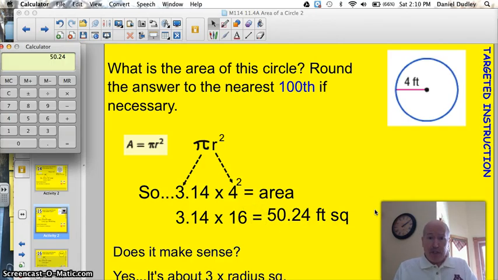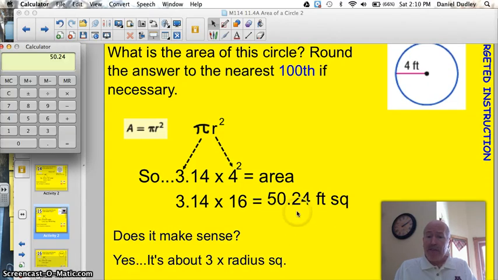Could you get a different answer doing this? Yes, you could. If you use the pi key on your calculator, your answers might be slightly different because pi is actually 3.14 and then the digits just keep going on and on infinitely. It never ends. So what we're going to be using for the purposes of our class is 3.14, and it'll be written right on the quizzes. That's way we'll be getting the same answers. So if you have an advanced scientific calculator, don't use the pi key. Just type it in as 3.14.